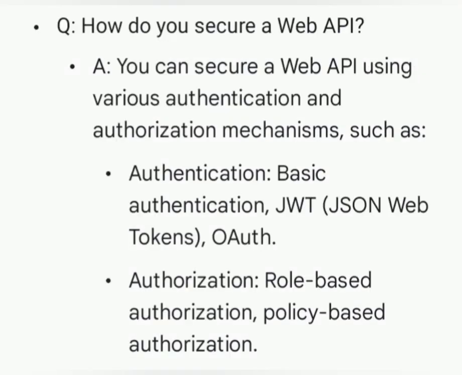Q. How do you secure a Web API? A. You can secure a Web API using various authentication and authorization mechanisms, such as basic authentication, JWT, JSON Web Tokens, OAuth, authorization, role-based authorization, policy-based authorization.